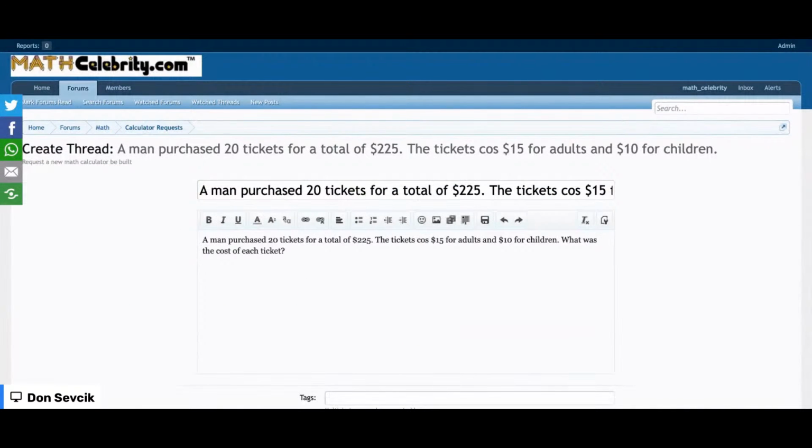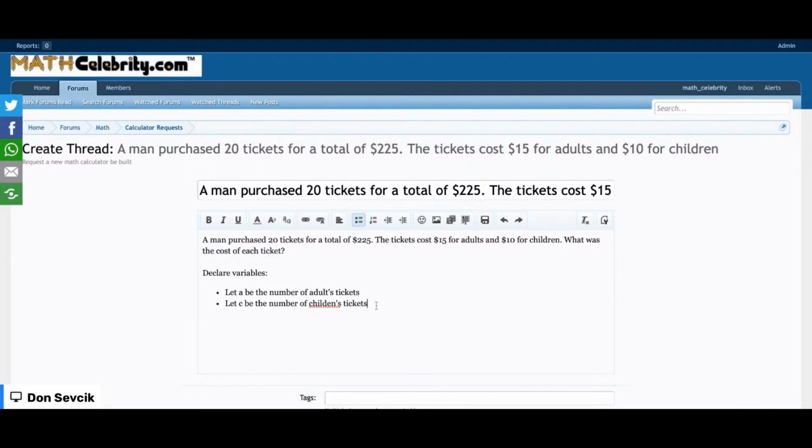A man purchased 20 tickets for a total of $225. The tickets cost $15 for adults and $10 for children. What was the cost of each ticket? So declare variables. Let C be the number of children's tickets. I like to go in alphabetical order. Let A be the number of adults' tickets. We're given two equations.